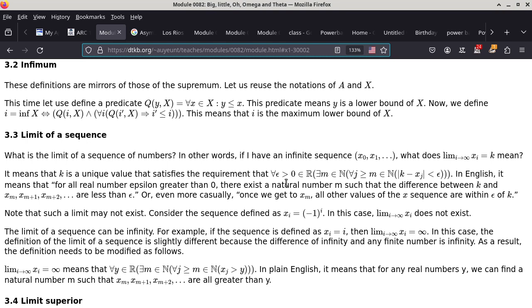What is that? That turns out to be another quantified expression, which says there has to exist m that is a natural number, and m is being used as an index, such that for every j that is greater than or equal to m, and j also has to be an element of the natural number set, finally we get to the comparison. k, which is our limit, minus xj, which is an element in the sequence, has to be less than epsilon. That is the definition of limit.